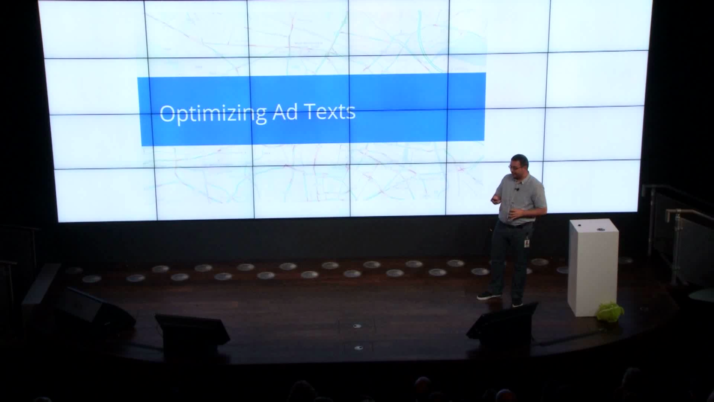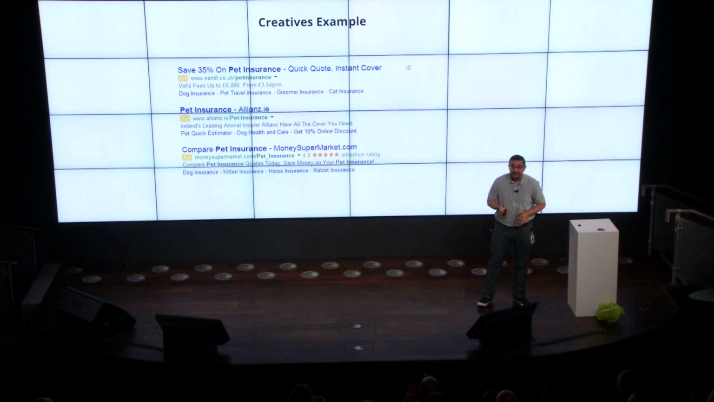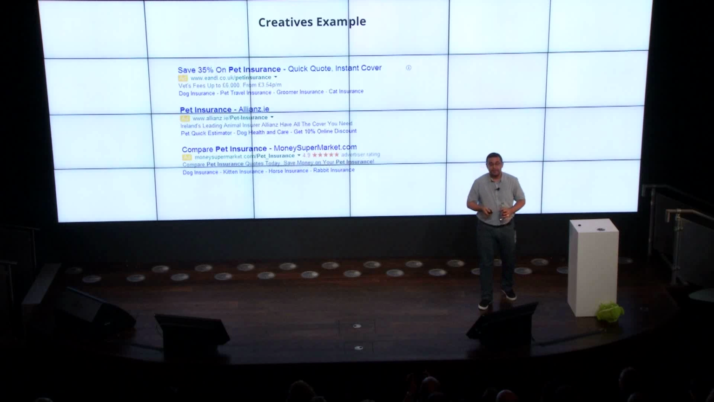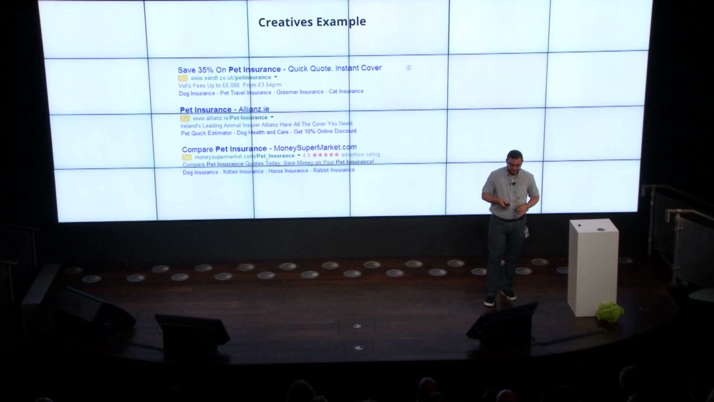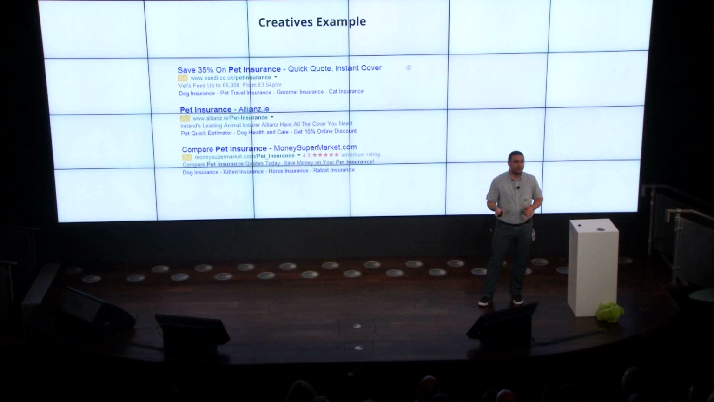OK, we're moving on to ad texts. I'll start with a real-life example. The query is pet insurance. And these are the top 3 ads at the top slot. There are some features that are really important that will boost your CTR and conversions. Because with increased CTR, you will get a higher quality score, and that will help lower your CPCs.